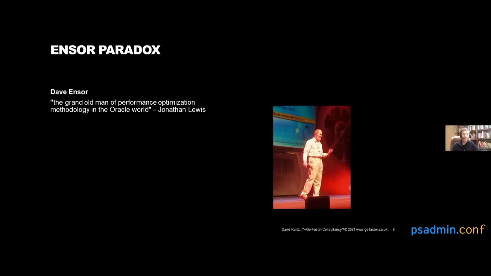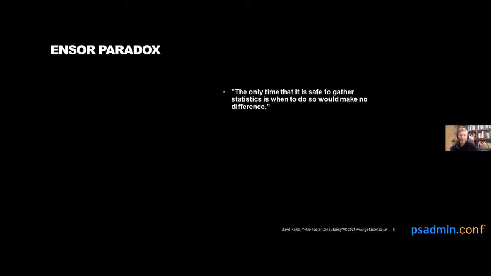Which brings us to what is sometimes known amongst Oracle folk as the Ensor paradox. So this is Dave Ensor. Dave has long since retired from the Oracle world. He worked inside Oracle. He was responsible for BStat, EStat, and he worked with Graham Wood. And that team then produced AWR, and then Graham Wood went on to be the lead architect on active session history. And even Jonathan Lewis has called him the grand old man of performance optimization. I was very lucky to be able to go and see Dave present at UK Oracle conferences. Dave is credited with this statement: the only time when it is safe to gather statistics is when doing so would make no difference.